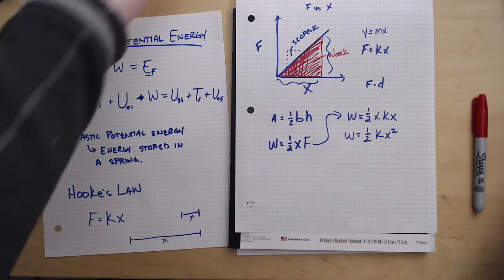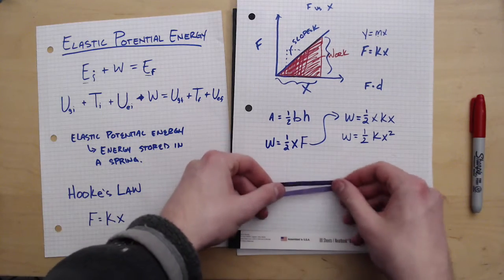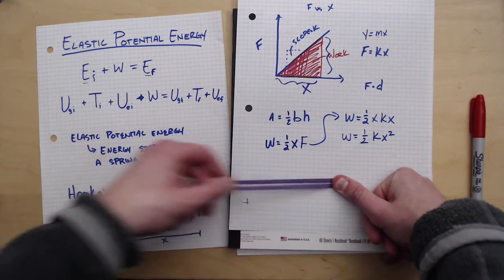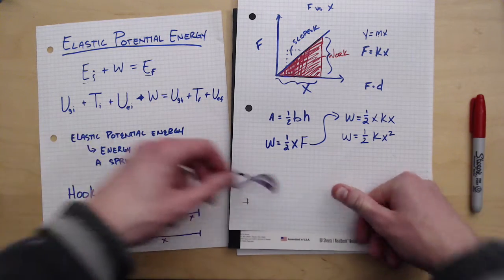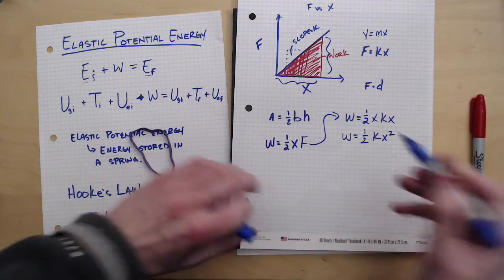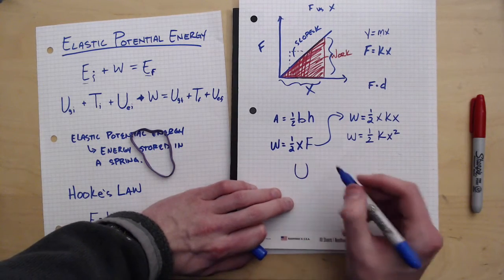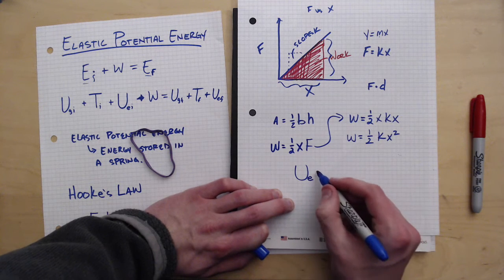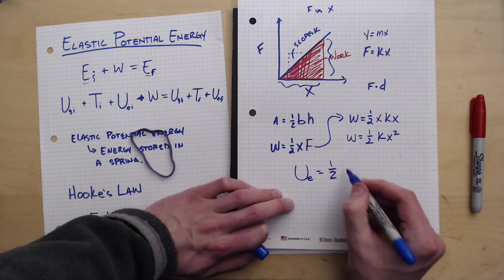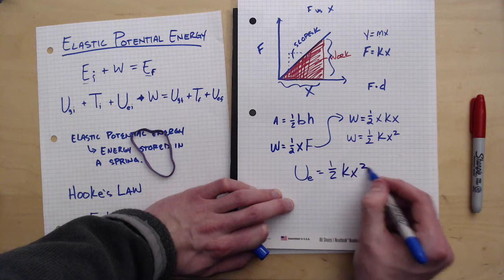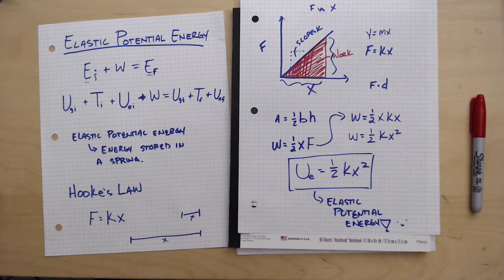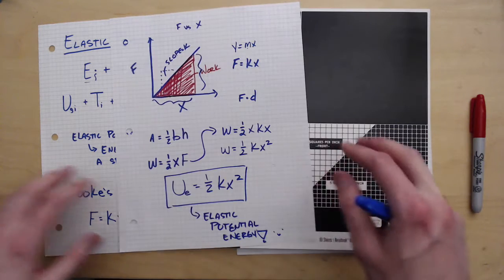So remember that when I do work on an object, I'm giving that system energy. I'm doing work on the system. So that means that this is in fact our equation for the elastic potential energy. That's 1/2 kx squared. So now let's work a problem using elastic potential energy.